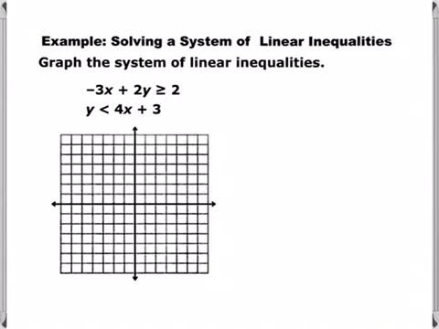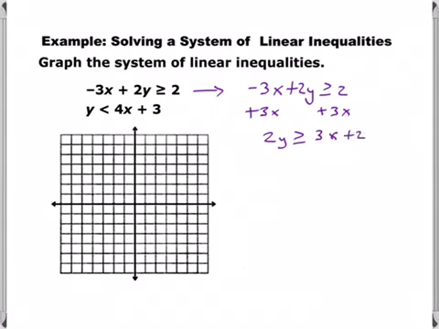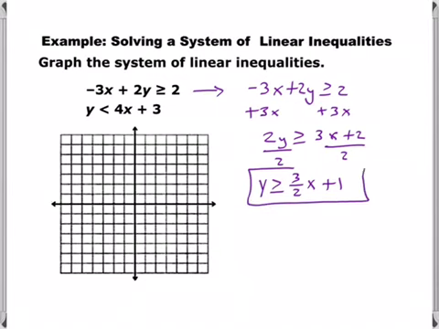In this example, we've got negative 3x plus 2y is greater than or equal to 2, and y is less than 4x plus 3. So to solve this one, we've actually got to first rewrite this first equation. So we've got negative 3x plus 2y is greater than or equal to 2. I've got to write it in slope-intercept form. So I've got to move the x. So I add 3x to both sides. I've got 2y is greater than or equal to 3x plus 2. Then I divide by 2. And so my equation becomes y is greater than or equal to 3 over 2x plus 1. And this is what I want to graph.